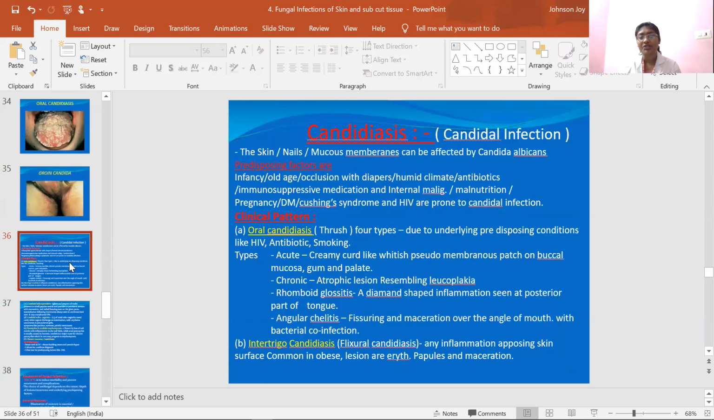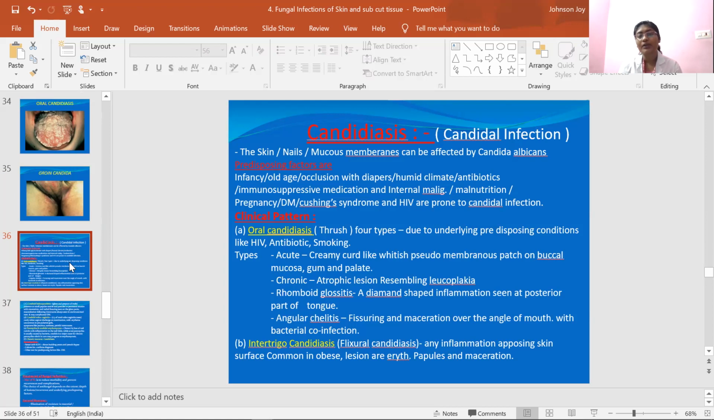Candidiasis, or candidal infection. The skin, nails, and mucous membranes can be affected by Candida albicans. Predisposing factors are infancy, old age, occlusion with diapers, humid climate, antibiotics, immunosuppressive medication, internal malignancies, malnutrition, pregnancy, diabetes mellitus, Cushing syndrome, and HIV. So all of these can be precipitating factors.